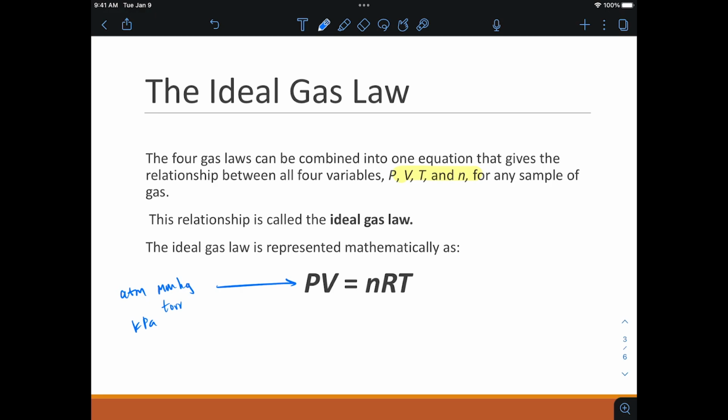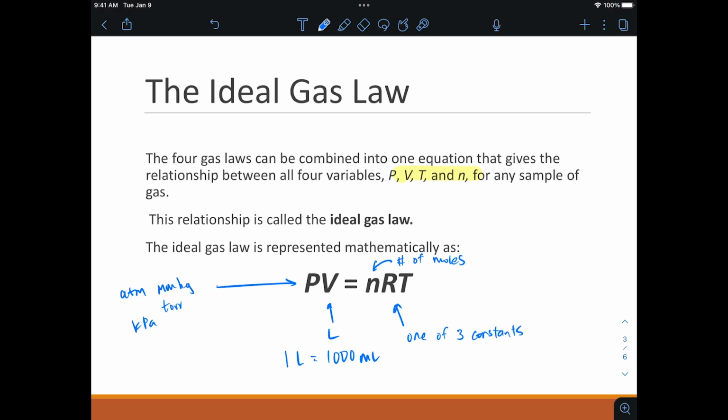Then for volume, like I mentioned, it has to be in liters every time. So I'm just going to write L for liters. And in case you forgot, 1 liter equals 1,000 milliliters. You'll be converting that a bunch in these problems. n is number of moles. The R is a constant, which we'll talk about in the next slide. It's actually one of three constants.